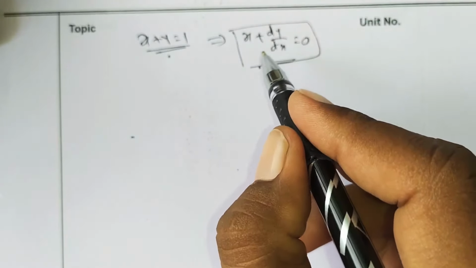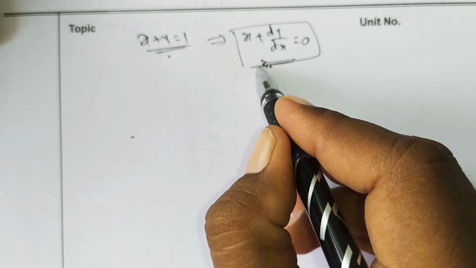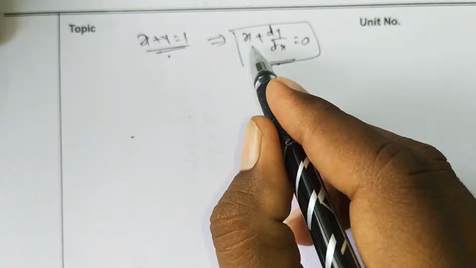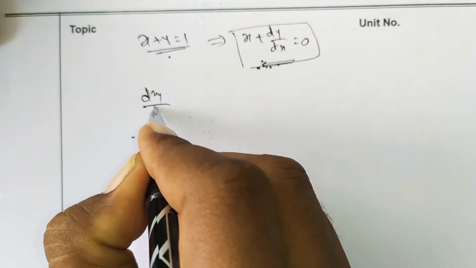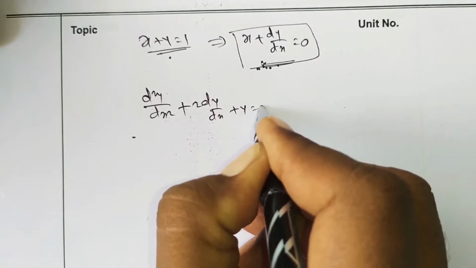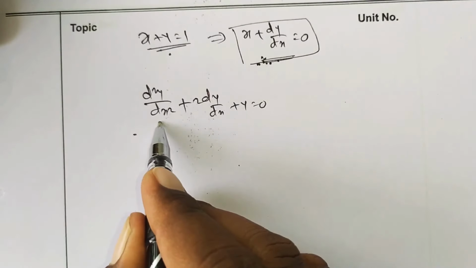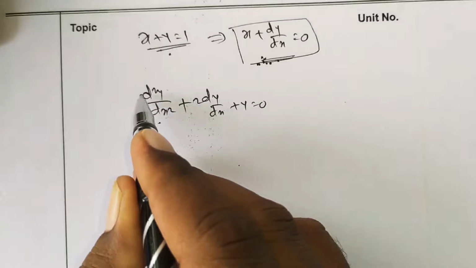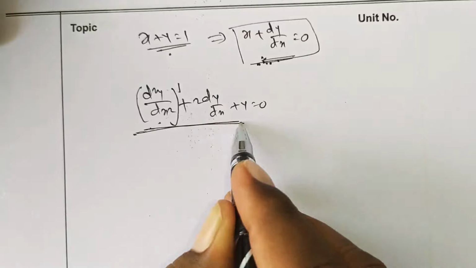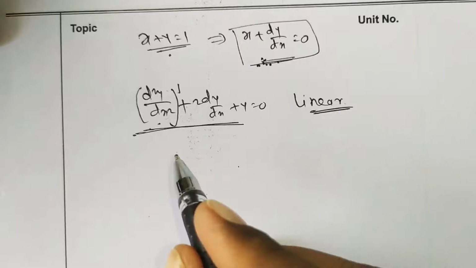Linear means degree 1. How we find degree and order of differential equation? We know that degree of differential equation is the degree of highest derivative that appears in the equation. For example, here d2y by dx square plus 2 times dy by dx plus y equal to 0. This is one differential equation. Here highest derivative is d2y by dx square. So degree of this highest derivative is 1. So we can say that degree of this differential equation is 1. So this is the linear differential equation, because degree is 1.